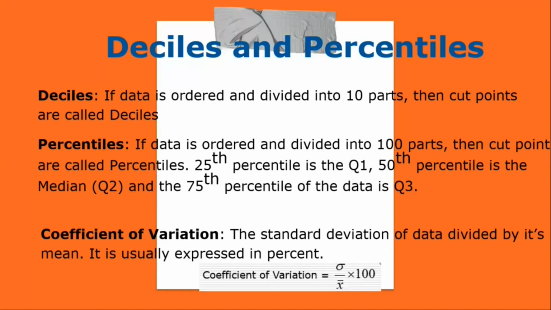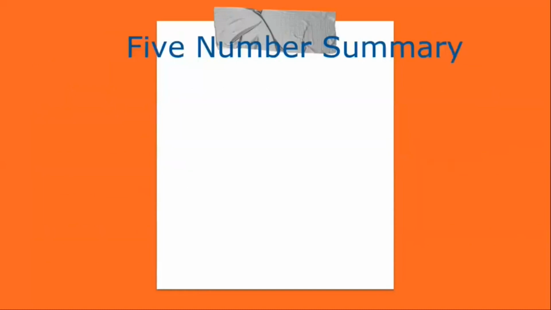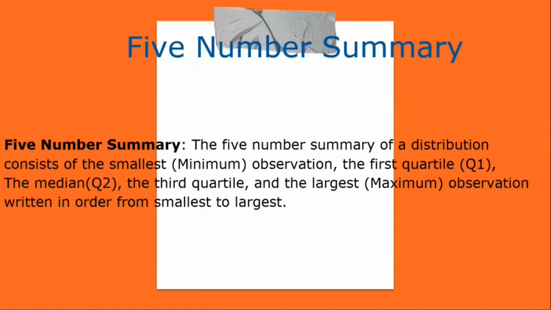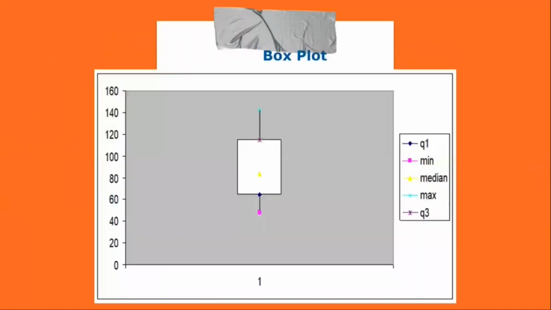5-number summary. The 5-number summary of a distribution consists of the smallest (minimum) observation, the first quartile Q1, the median Q2, the third quartile Q3, and the largest (maximum) observation, written in order from smallest to largest. Box plot. A box plot is a graph of the 5-number summary. The central box spans the quartiles. A line within the box marks the median. Lines extending above and below the box mark the smallest and the largest observations, i.e., the range. Outlying samples may be additionally plotted outside the range.